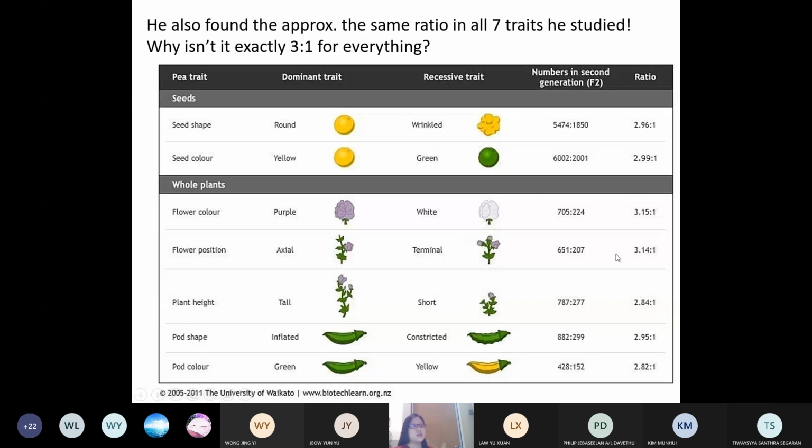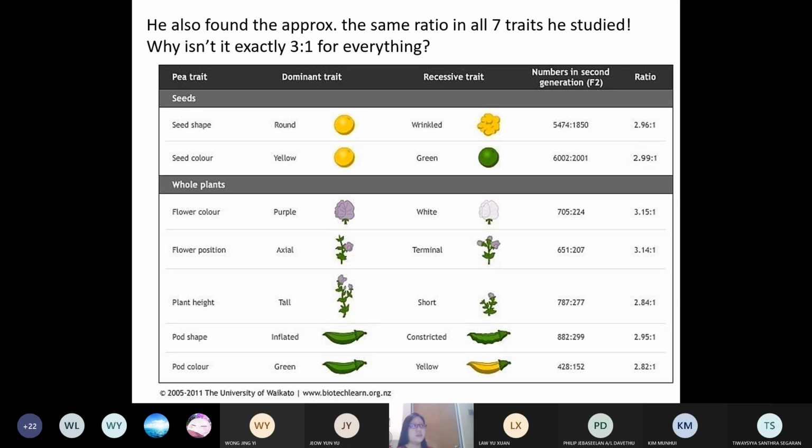Hey, why didn't he find exactly 3 to 1 for everything? Now, it's important to know here that we're talking about probability. And you have learned this in maths, right? All of you take maths. Most of you take maths, right? And that probability only applies on the individual. Just because there's a 50% chance, for example, of getting a female or a male, doesn't mean that all families have equal amounts of males and females, right?